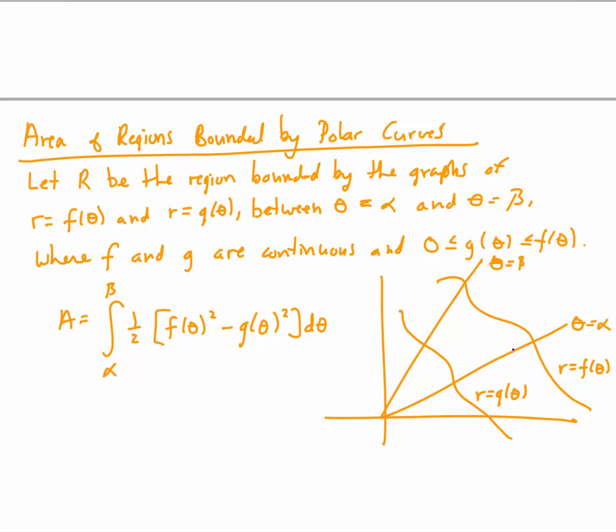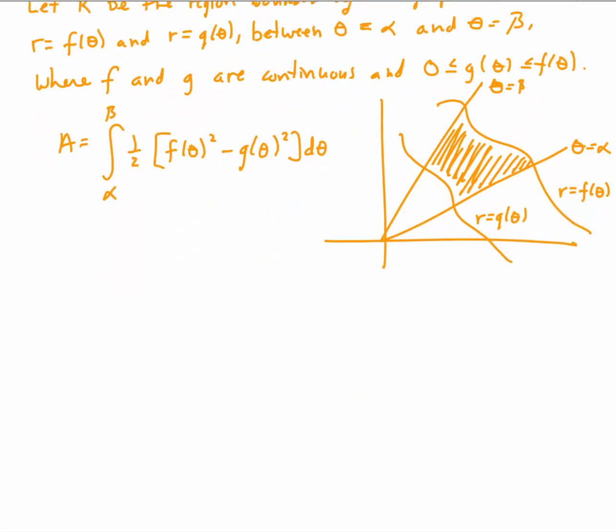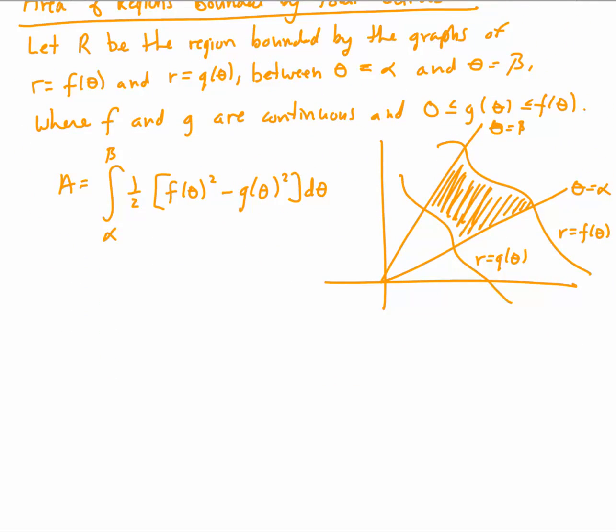So if we look at where everything is bounded, we're trying to find this region right here. What I would do is take this and split it up into these itty bitty sectors, and find the area of each small sector. Of course, as the number of sectors gets larger and larger, I get a better and better estimate. So that's kind of the idea behind this.